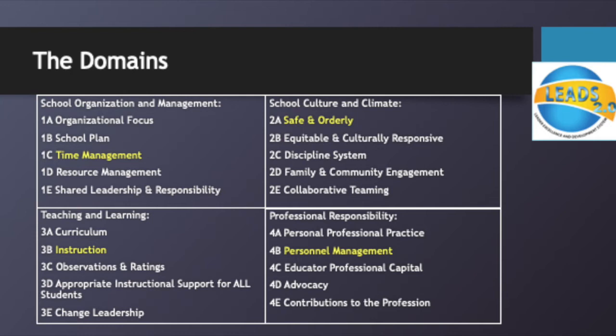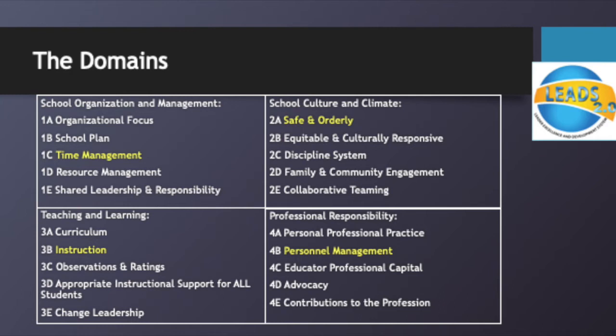We have school organization and management, school culture and climate, domain 3, teaching and learning, and the final domain, professional responsibility. As you saw from the previous slide, there are 5 in domain 1, there are 5 in domain 2, there are 5 in domain 3, and 5 in domain 4, for a total of 20 components.